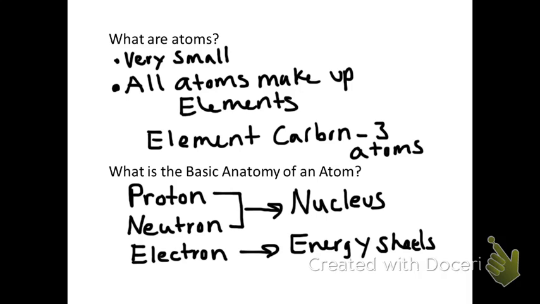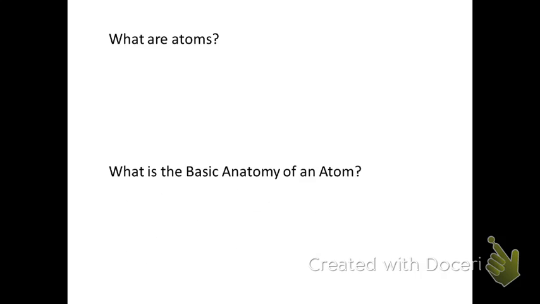Alright, so some specific ideas of what we know about protons is that protons are positively charged particles. Neutrons have no charge, or 0, and electrons are negatively charged particles. Now, electrons, protons, and neutrons are much, much tinier than the atoms themselves.